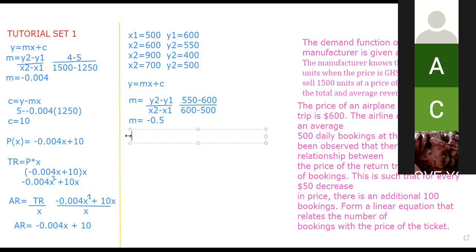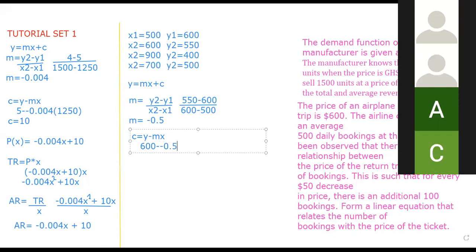So we have our M. Let's find our C. Our C is Y minus MX. So let's use Y1. Y1 is 600 minus M, which is negative 0.5, and then X, our X is 500.